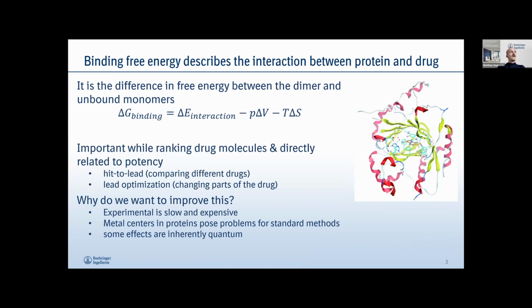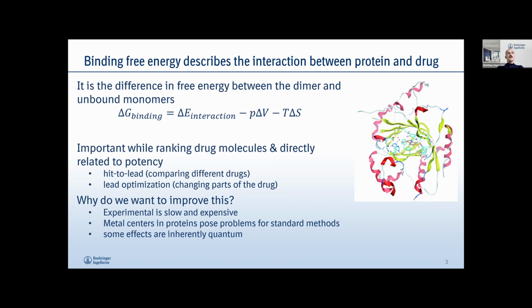So the thing we tried to calculate in this project is the binding free energy. And for those who don't know what that is, basically it's the energy that you gain by bringing a molecule closer to another molecule. And in this problem, we mostly think about bringing a drug close to a protein such that you can inhibit or activate its function. So it happens a lot in the context of drug design.